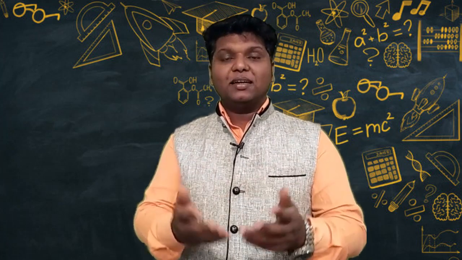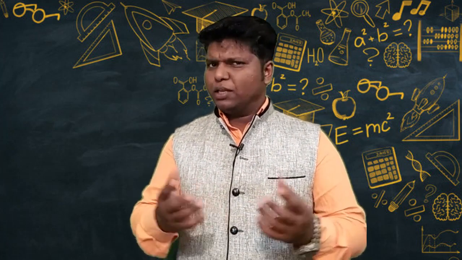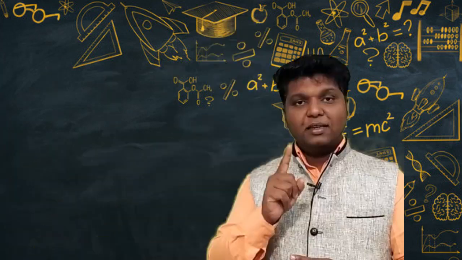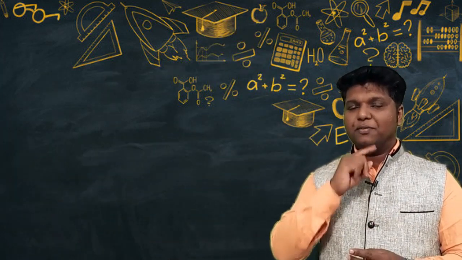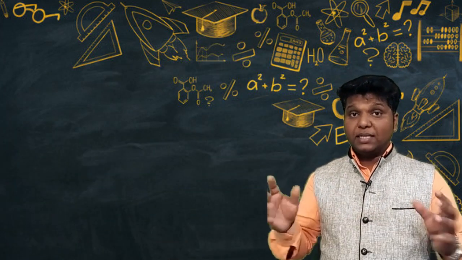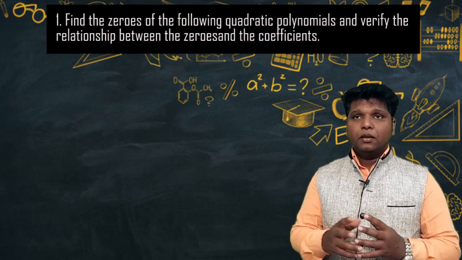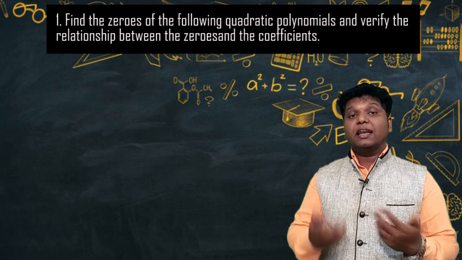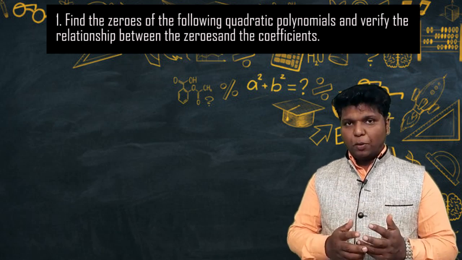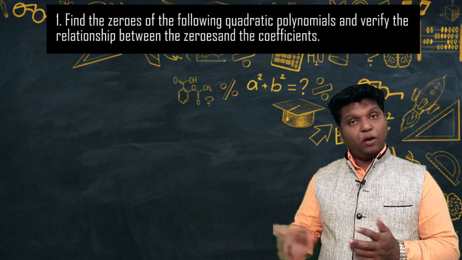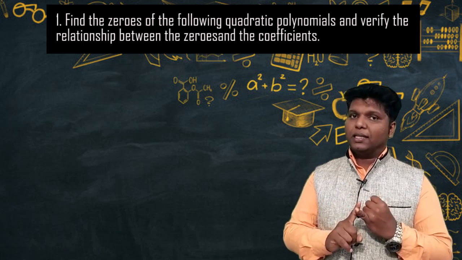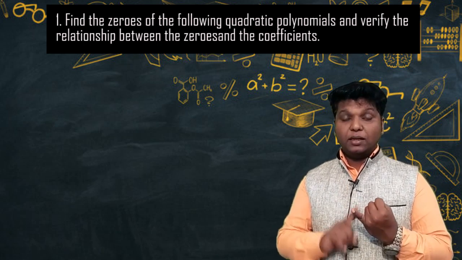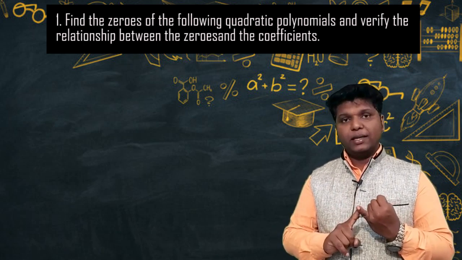Now let us get into the next exercise and do some sums so that you can understand this theory very fast. Exercise 2.2, the very first question. Check out the question. What is the heading? Read the heading here. Find the zeros of the given polynomial and verify the relationship between zeros of the polynomial and their coefficients. That means first of all you have to find the zero. That's what the question means.